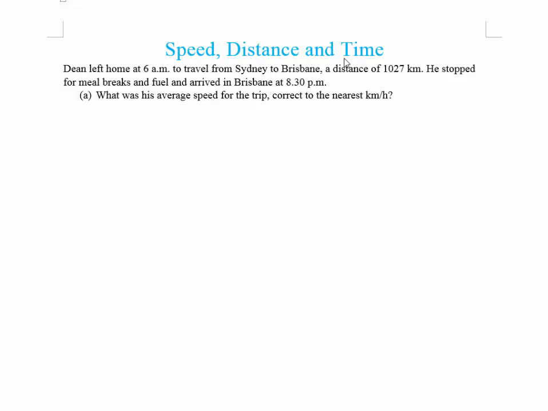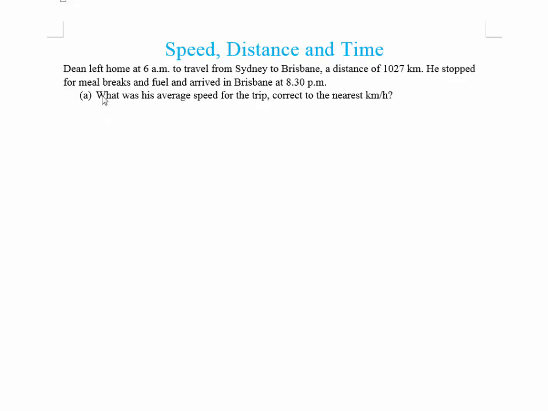Speed, distance and time. Here's an example using speed, distance and time. Dean left home at 6 a.m. to travel from Sydney to Brisbane, a distance of 1,027 kilometres. He stopped for meal breaks and fuel and arrived in Brisbane at 8:30 p.m. What was his average speed for the trip, correct to the nearest kilometre per hour?